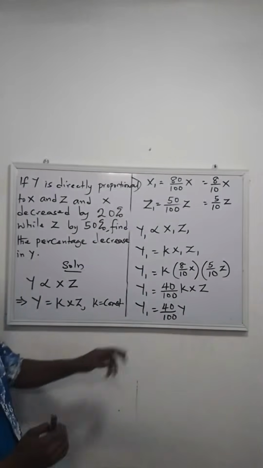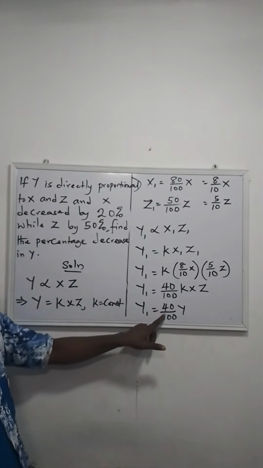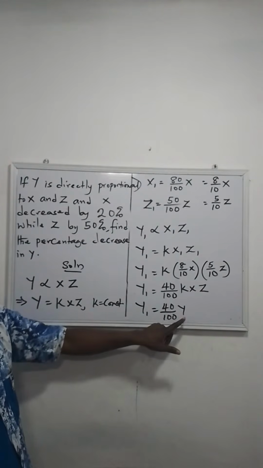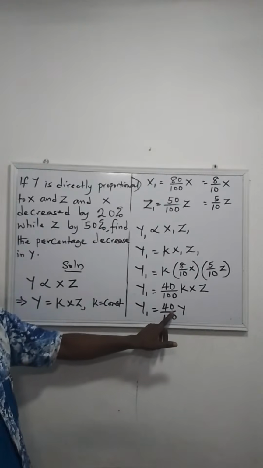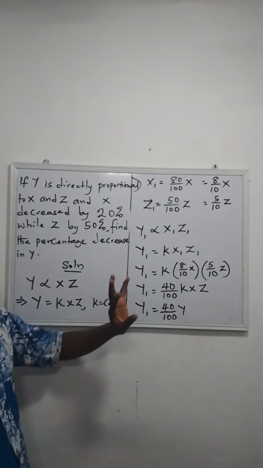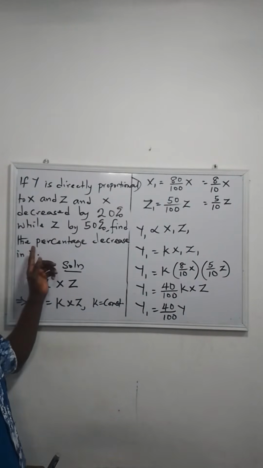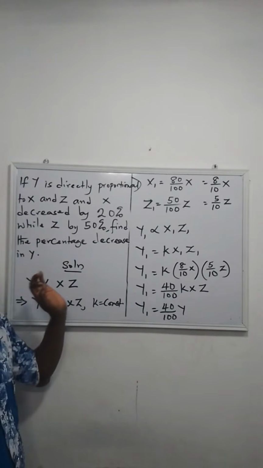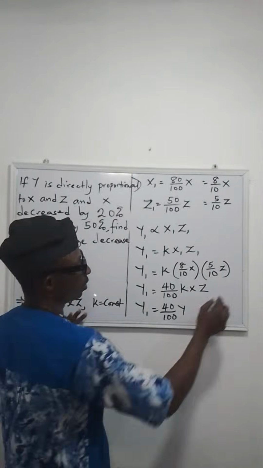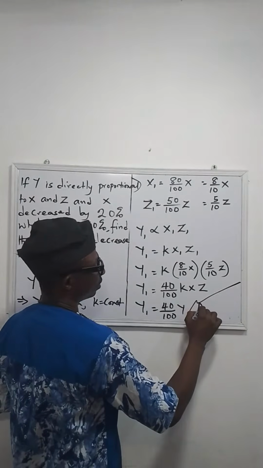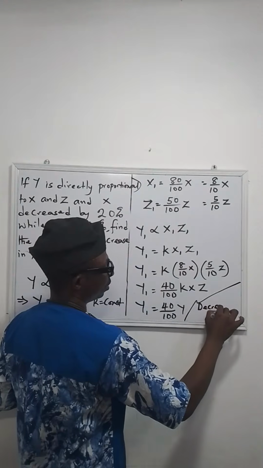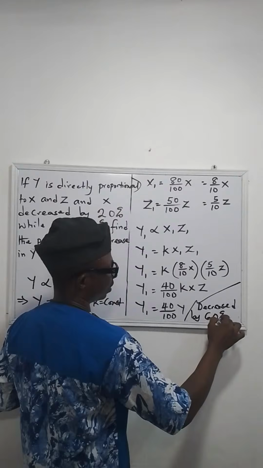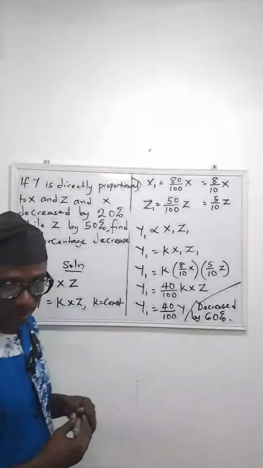Okay, so now let's see. The new y is 40 over 100 of y. So it's no longer 100%. So it has been reduced by what? 60%. So we now say that y is decreased by 60%. That's going to be our answer. So y decreased by 60%. So that is the answer to that.